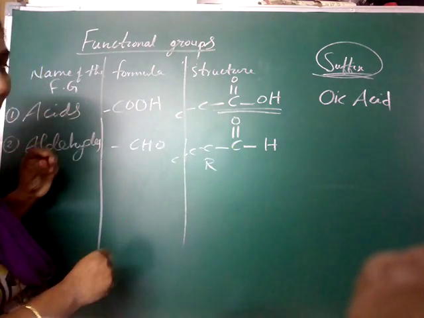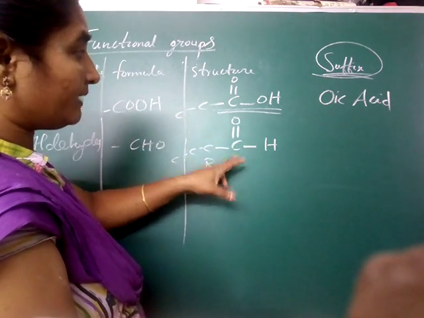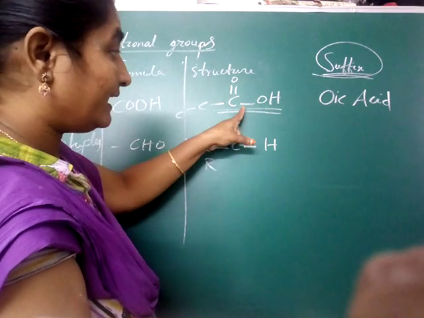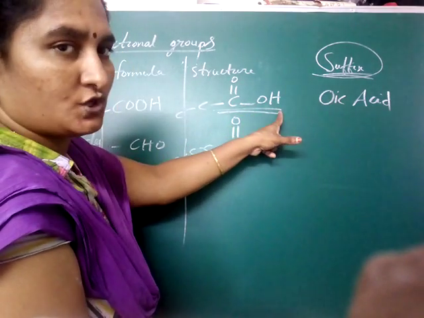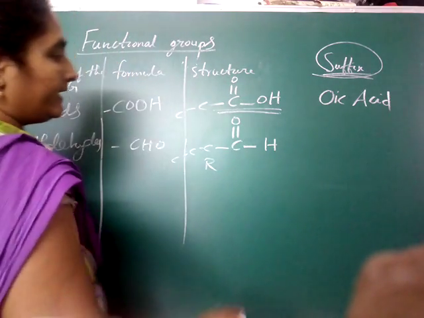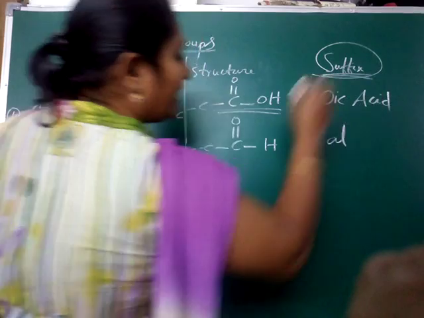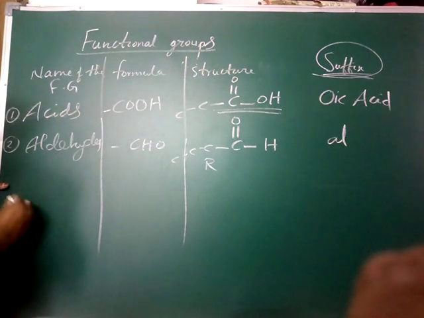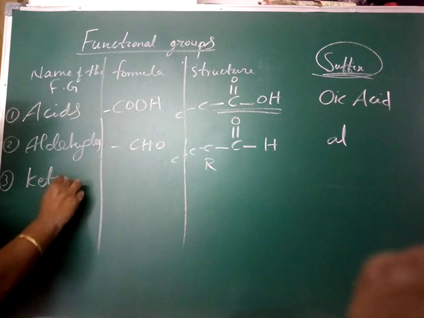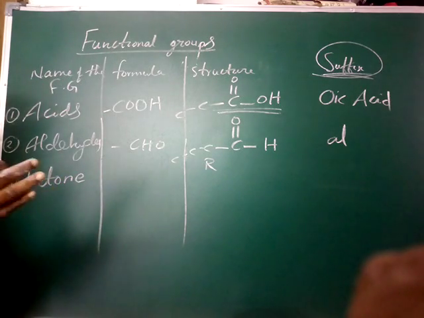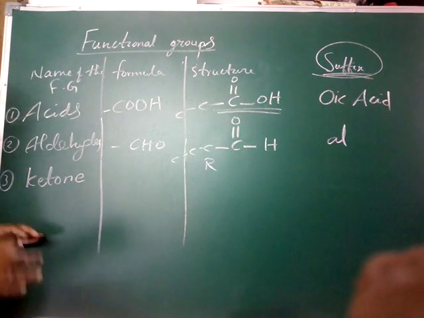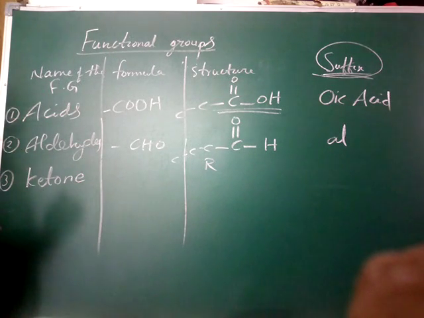CHO. Here so many children are confused. Here also C double bond O, and here also C double bond O. But here one is bonded with OH, and here it is only with hydrogen. In an aldehyde, you get AL as a suffix. And the third one is a ketone. Many children feel it is very difficult, but if you know this one, you will get all the remaining nomenclature very simply.